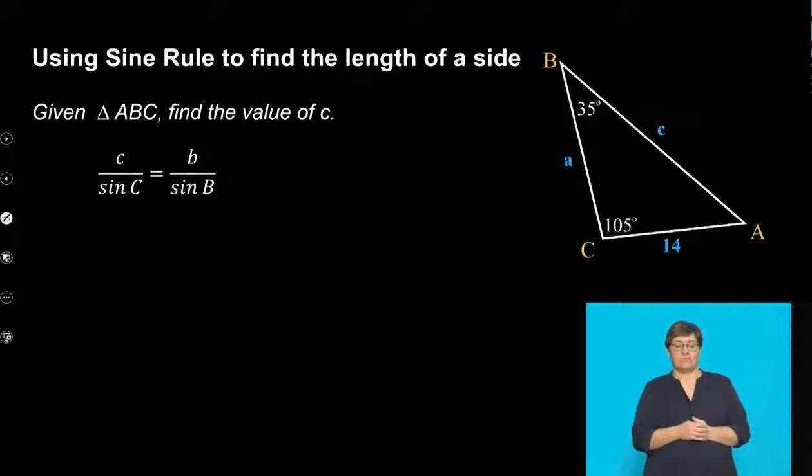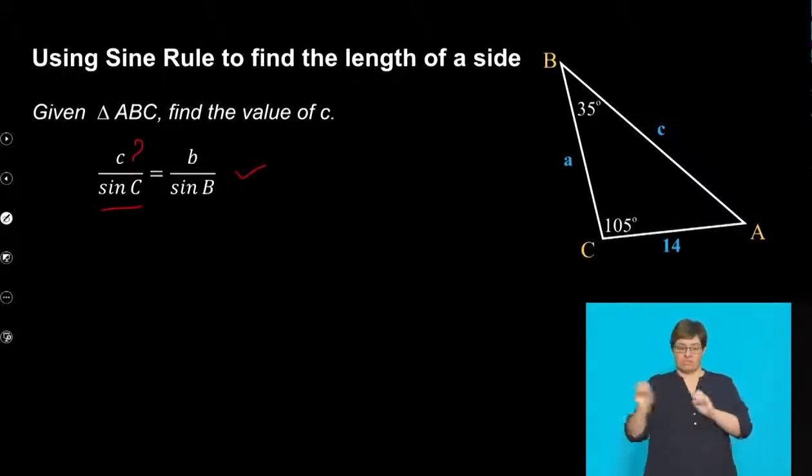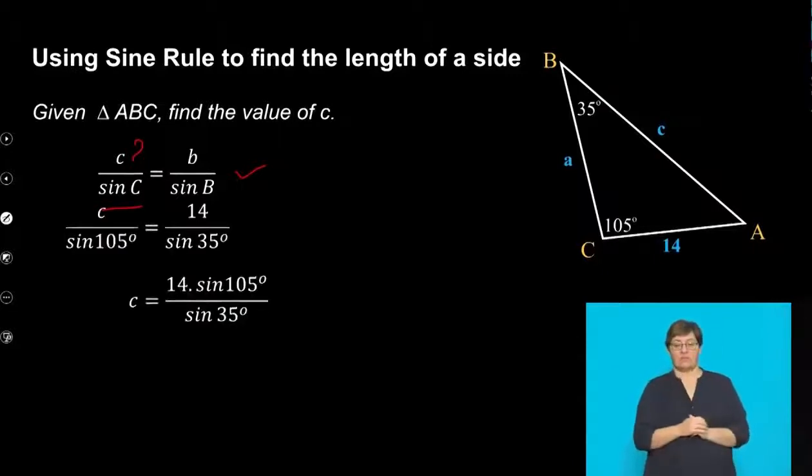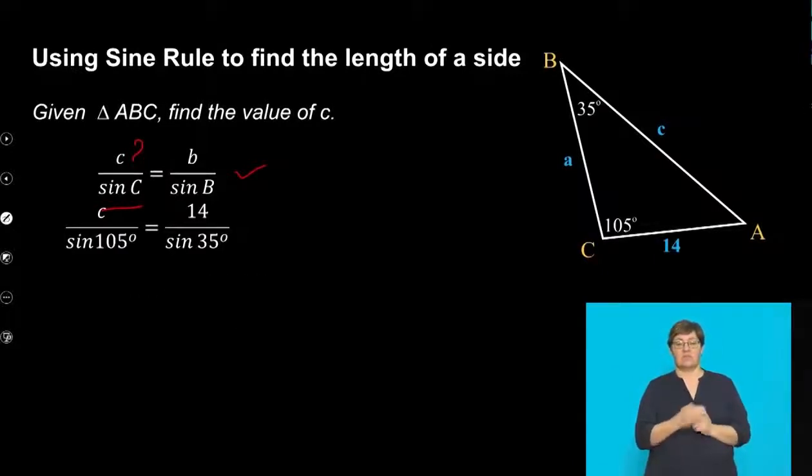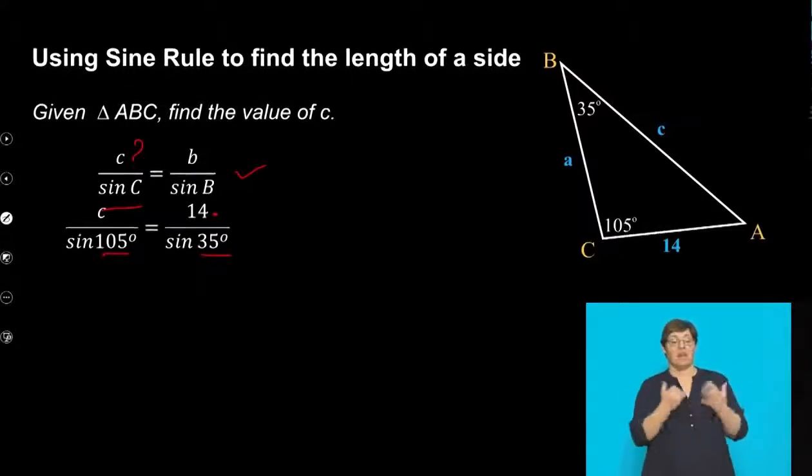So, again, we're going to be using c, what we need to find, over sine C, that's our half pair, and b over sine B, that's our full pair. Now, we're going to use our values in our diagram to substitute into this equation. So, angle C is 105, it goes in there. Side b has a length of 14 units, and we put that one in there. And finally, angle B is 35, and we substitute that in. Then we'll go to our calculator.